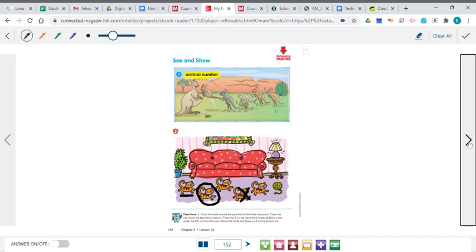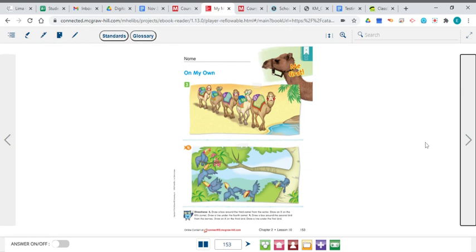All right, we're going to move on to page number 153. And now we see some camels in the desert. And they are all facing this oasis where they're going to get a drink. So they're all facing in this direction. So we would start our saying that this was the first camel, right? First, second, third, fourth, and fifth.